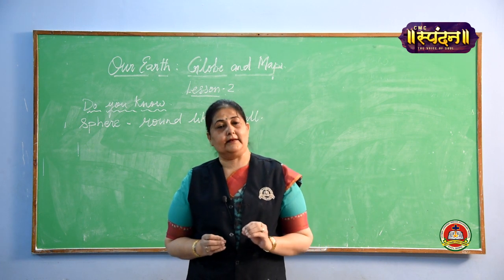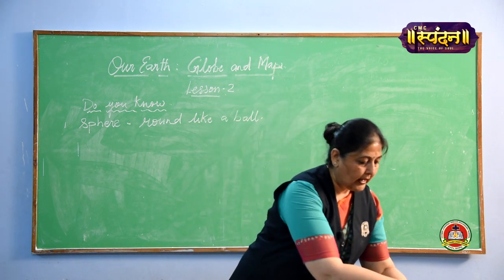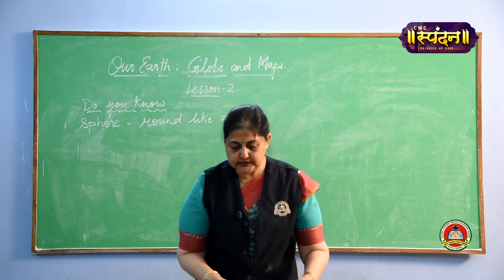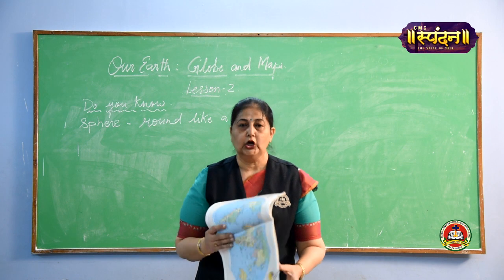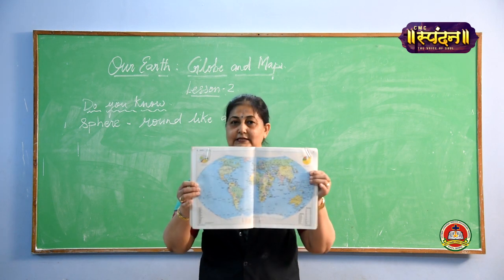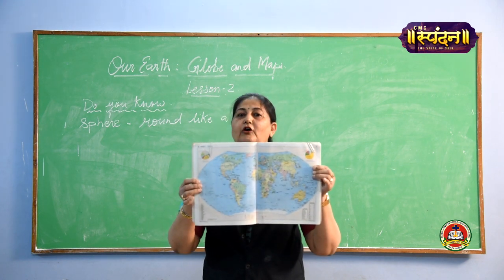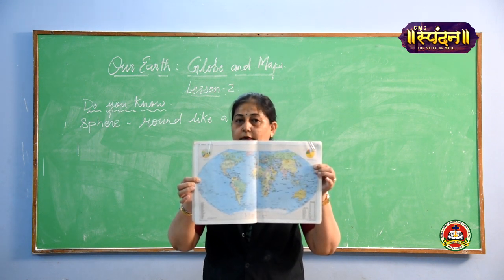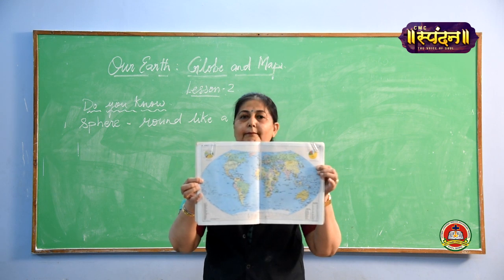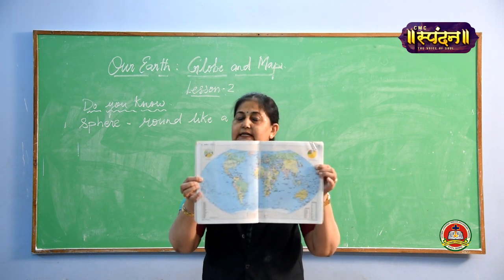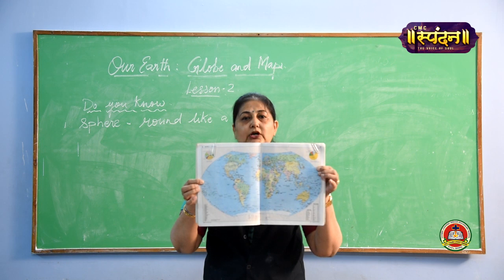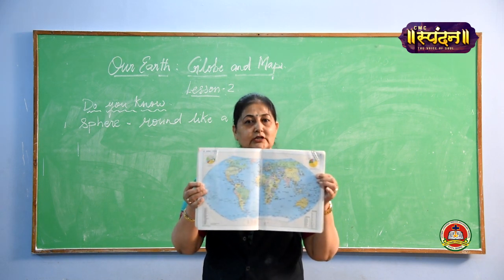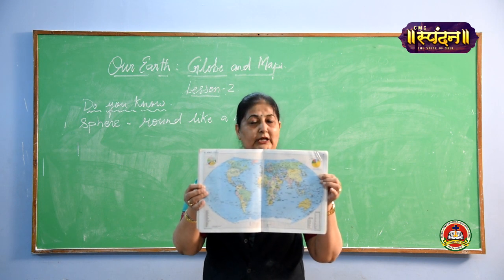On the other hand, maps are very convenient, children, because map is the drawing of the earth on a flat piece of paper or on a flat surface like this. Yeah? On a map, this is the map of the world. You can see all the places on a map at a glance. You need not spin like as you were spinning the globe.